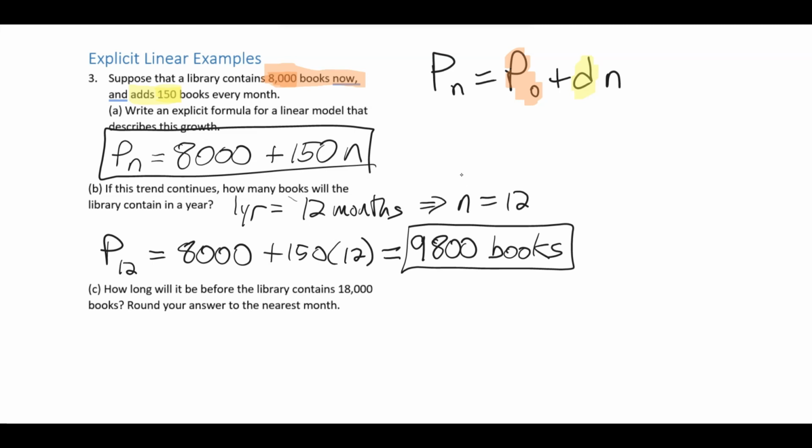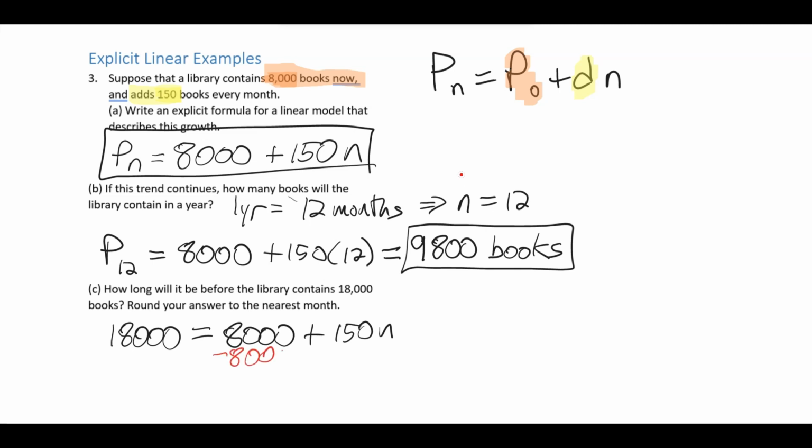From our explicit model, there are two variables. P sub n is the number of books. N is the number of months. So in this case, 18,000 is books. That's going to replace the P sub n. And we'll be able to solve for n. So this should be 18,000 equals 8,000 plus 150 n. And now we solve for n.